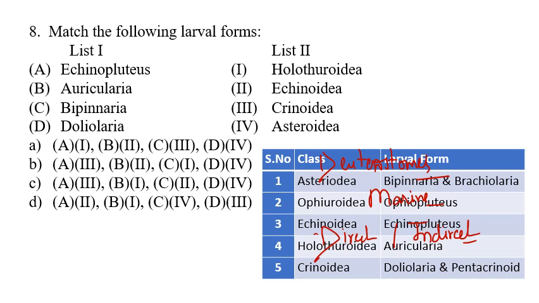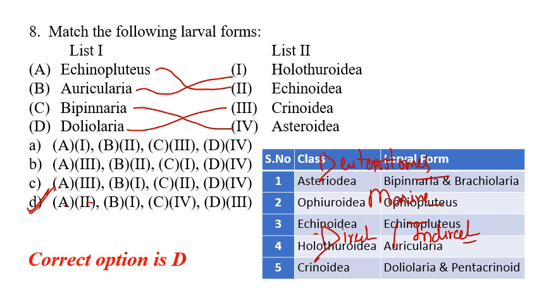So here we can see the Echinopluteus larval form is present in Echinoidea. Auricularia is present in Holothuroidea. Bipinnaria is Asteroidea. And Doliolaria is Crinoidea. Okay? So the right option would be A के लिए second. So there is only one option in which the pairs match. Okay? So option D would be correct for this question.